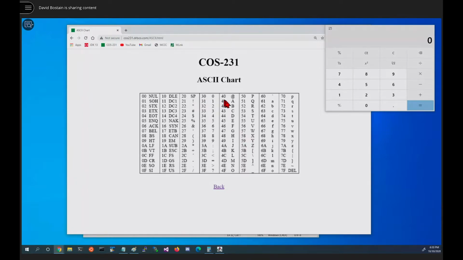Zero is a 30. Uppercase letters are always their number, like the first letter added to 40. Lowercase letters work the same way, so J is the 10th letter, and it'll be a 6A because 10 is added to 6 with a 6 in front of it.